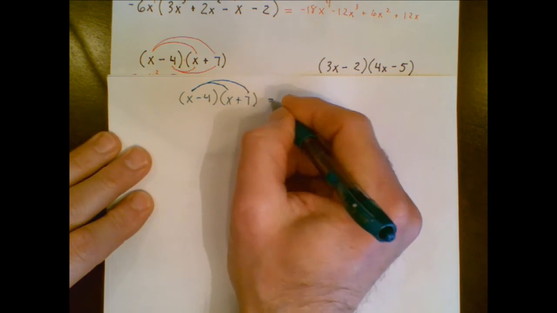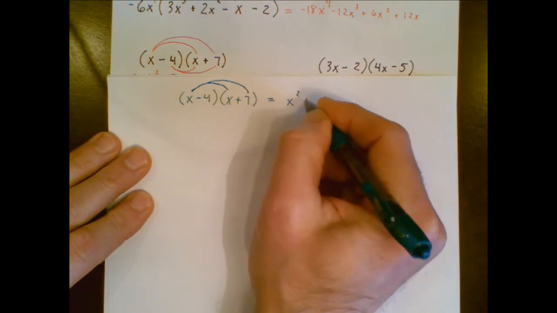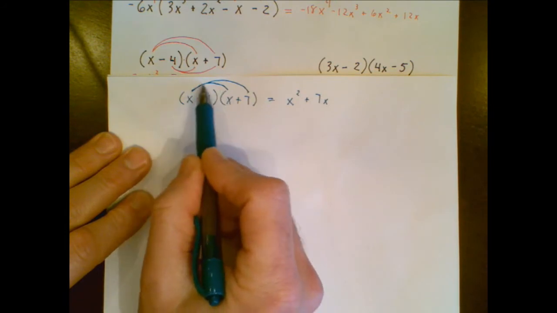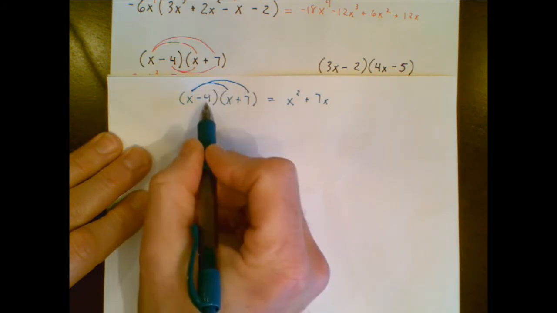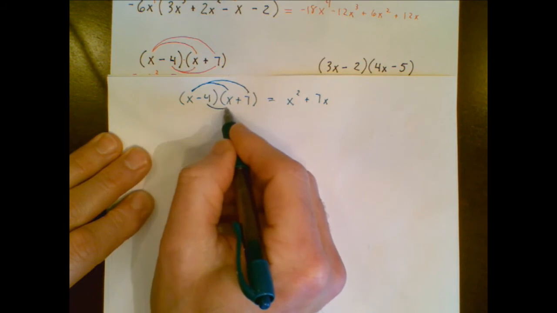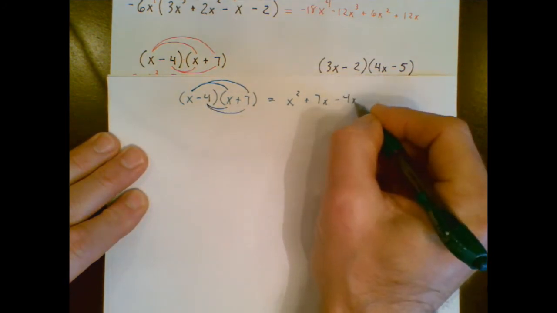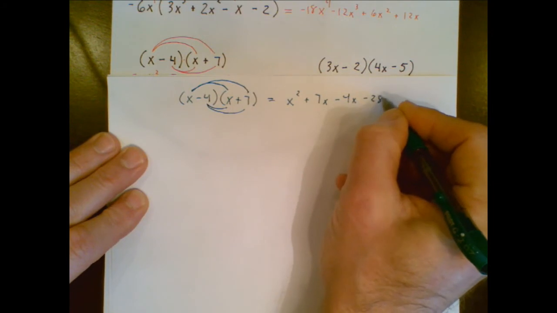So what I would have is x squared plus 7x. The x got distributed to both terms. Then you take the minus 4 and you distribute it to both terms. So then I would get a minus 4x minus 28.